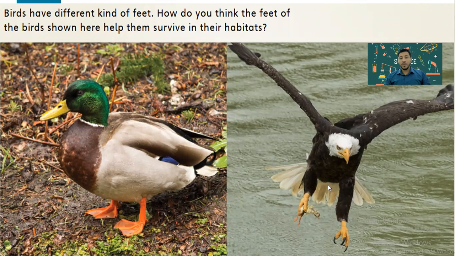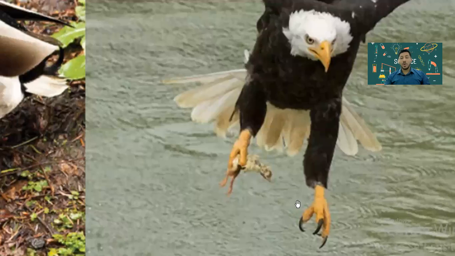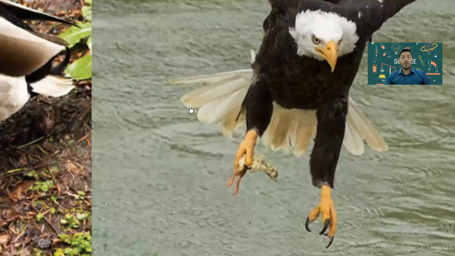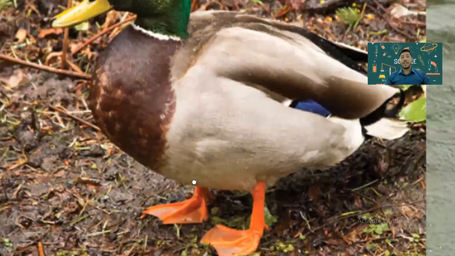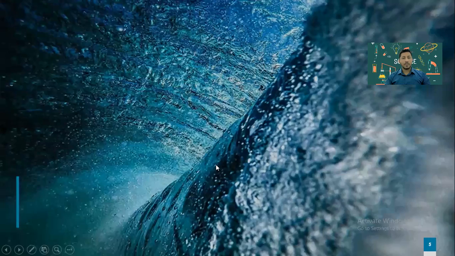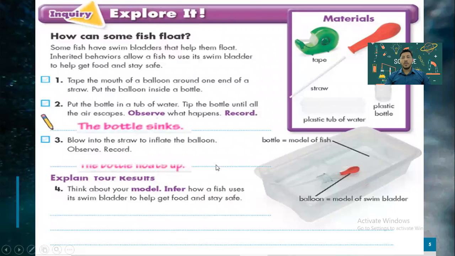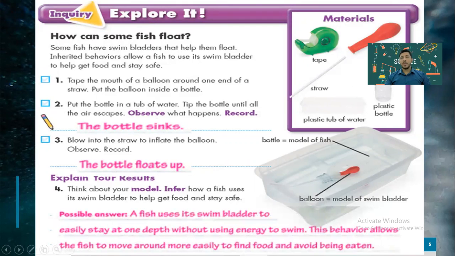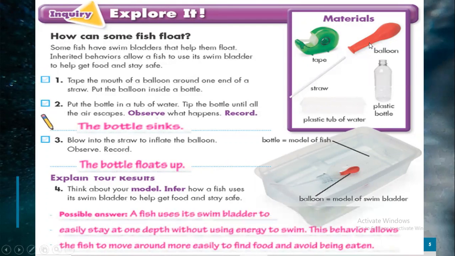For example, we have the eagle here. It has sharp claws and feet that help it to catch food. On the other picture, the duck has webbed feet that help it to swim. Now we have an experiment. You can take a screenshot of it. You can try it at home by yourself.